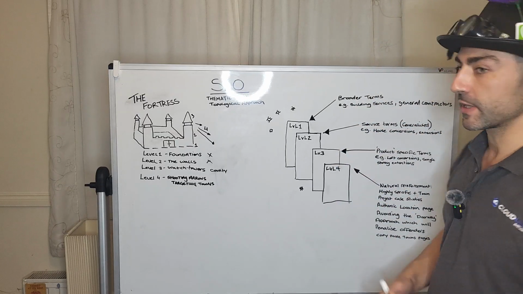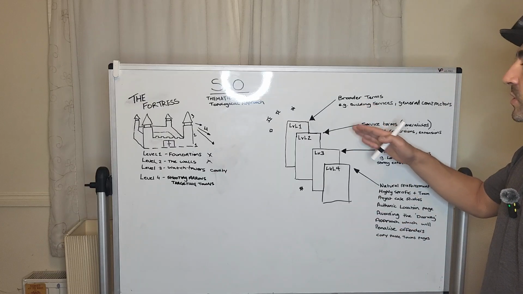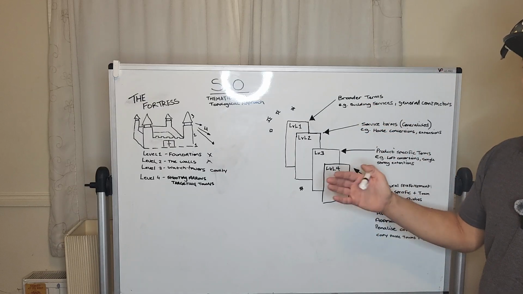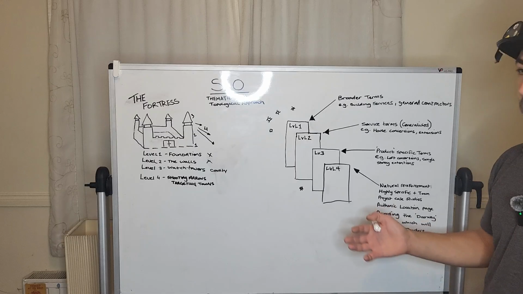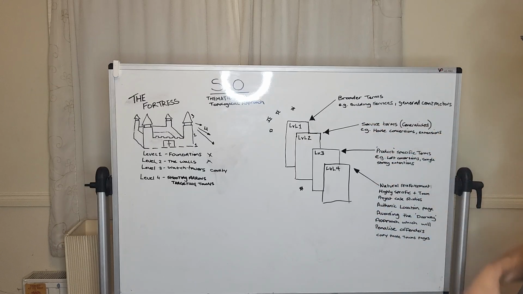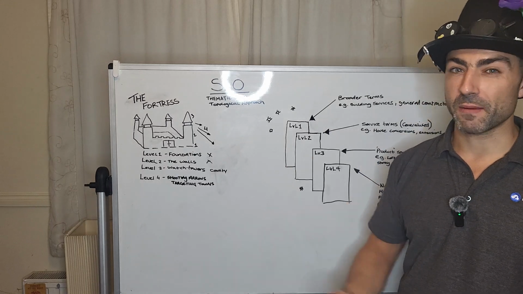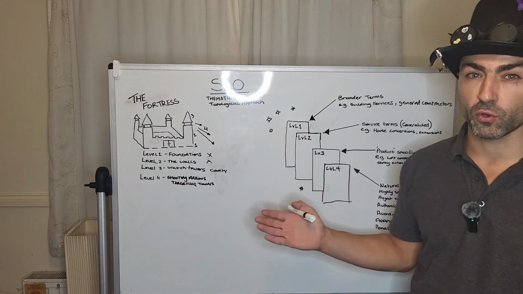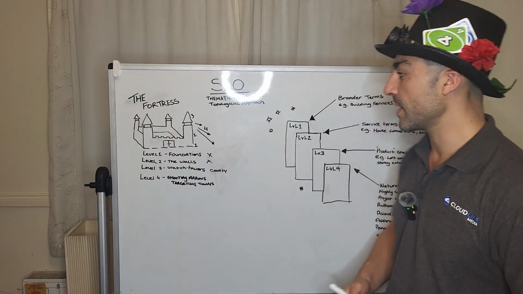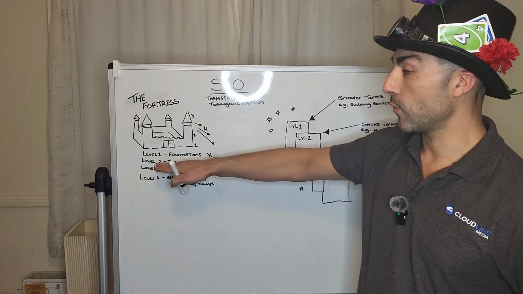So we'll use a couple of examples here. This will be for a building company. So the broader terms you might like to use for, say, any type of building company, a general building company. You might have pages such as your building services, general contractors, those types of titles for your page covering the broad terms within your industry. So that'll be classed as your foundations of your fortress.